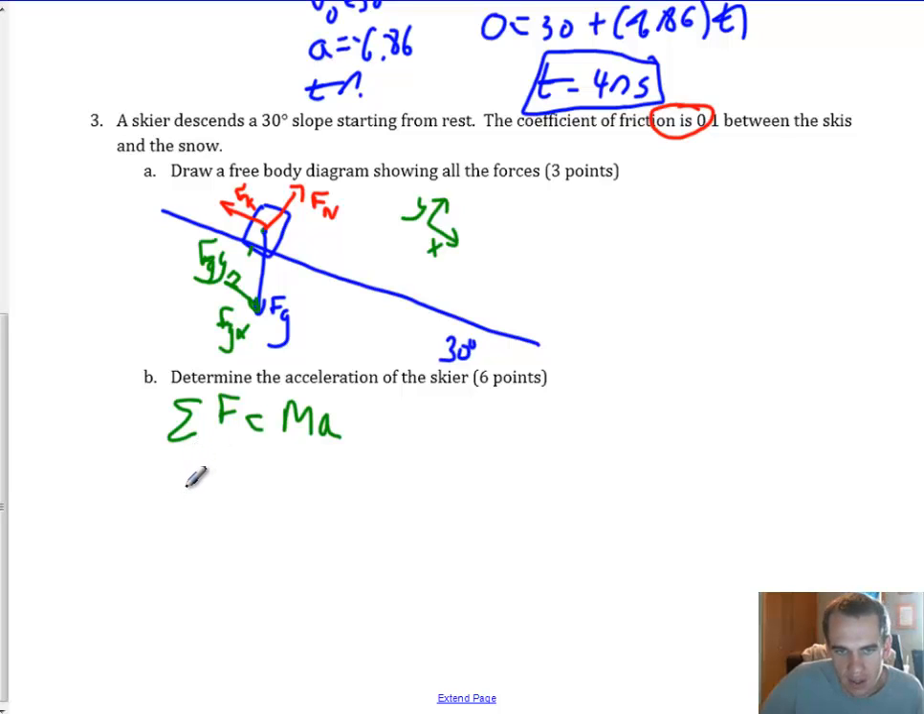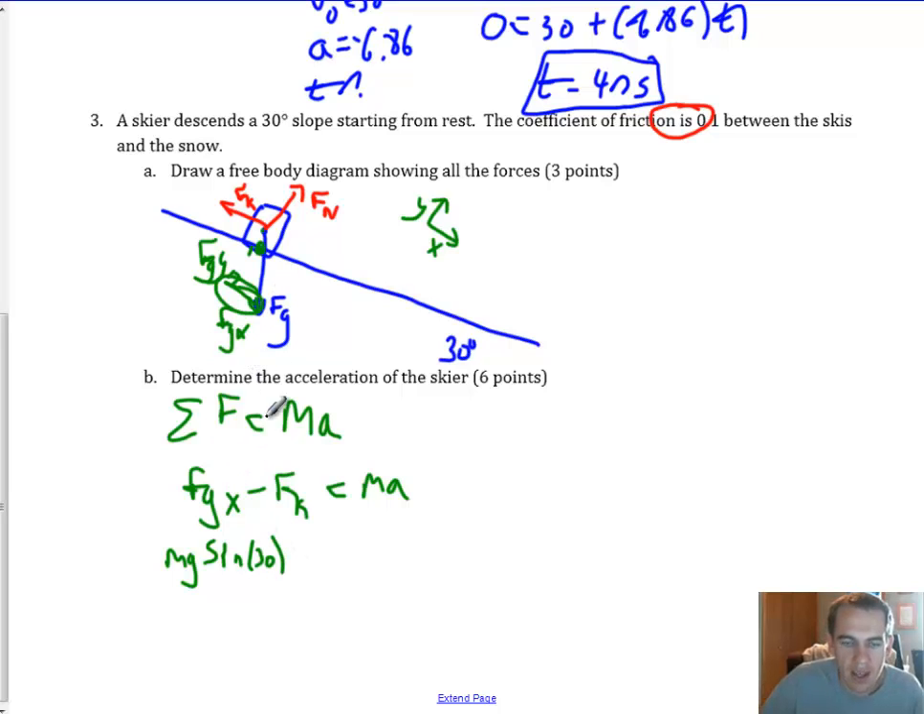Well, the net force in x is FGX minus the kinetic frictional force, and that's going to equal mass times acceleration. Okay, I subtracted because they're in opposite directions, right? Gravity's pulling them down the incline, friction is acting up the incline. Well, FGX is this side of this triangle. That's the opposite side of this right triangle when we know the angle here. So that's mg, force due to gravity, times the sine of the angle, which is 30 degrees, gives me how big FGX is. I have to subtract off of that the frictional force.